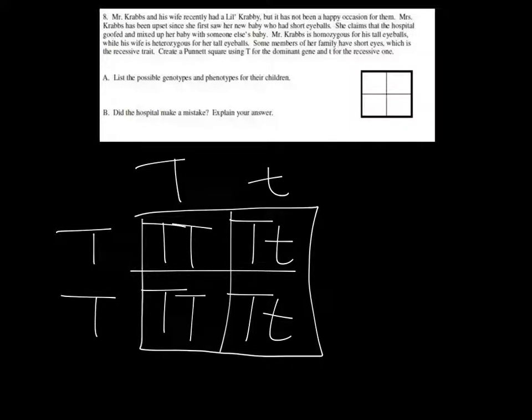So there is no possibility here that they could have a baby that has short eyeballs. They can have a big T, big T genotype or a big T, little t genotype, the heterozygote, but they cannot have little t, little t, and that's the only thing that would give us short eyeballs. So apparently the hospital must have made a mistake.